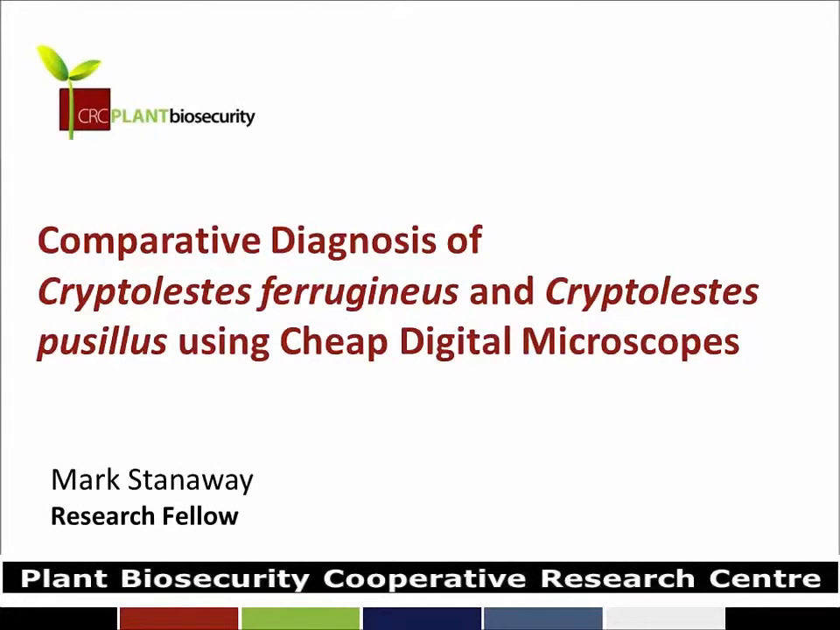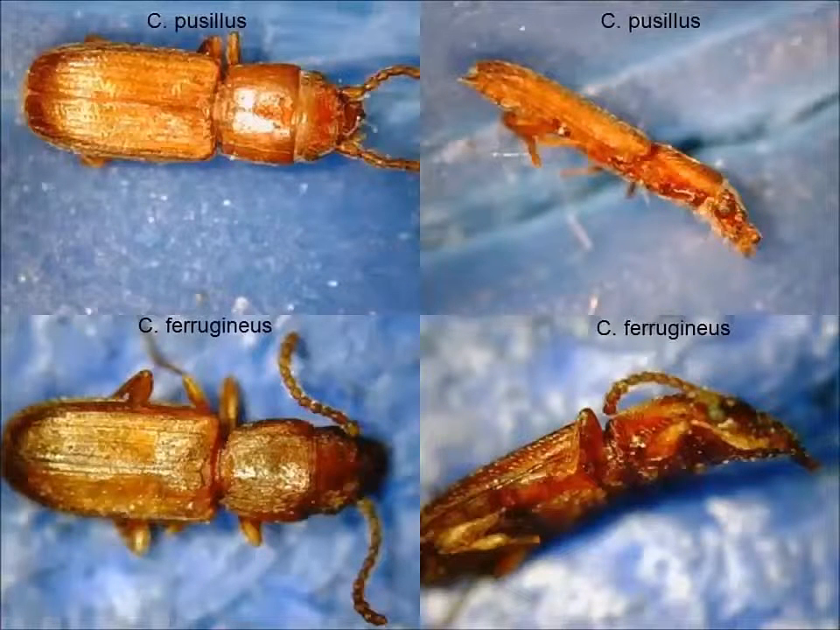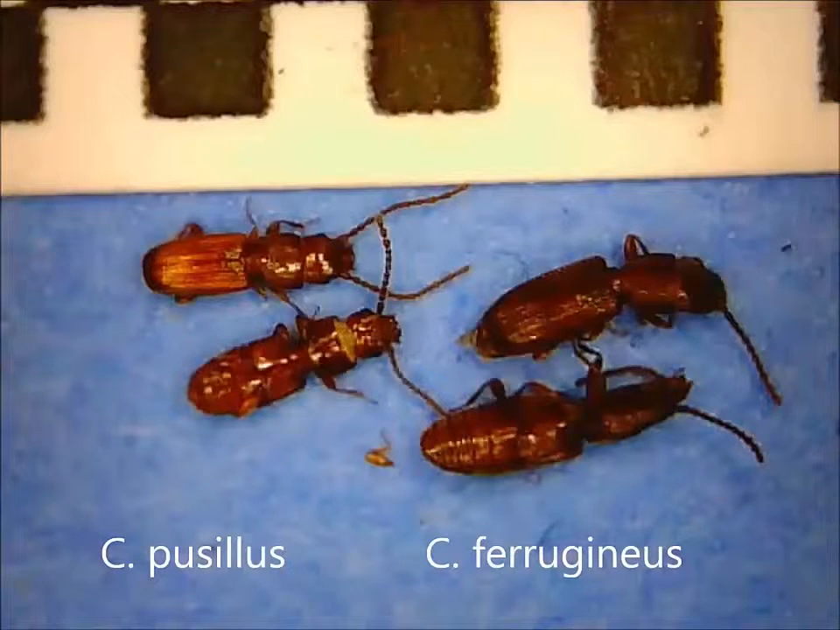Hi, Mark here. Today I'm going to look at a comparative diagnosis of Cryptolestes ferrugineus and Cryptolestes pusillus using cheap digital microscopes. Both of these species are commonly found in grain storage across Australia. A third species, Cryptolestes pusilloides, is very rarely found.